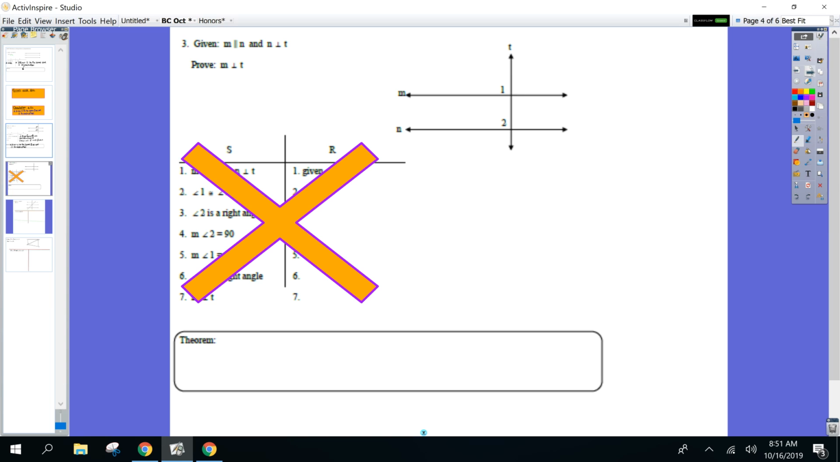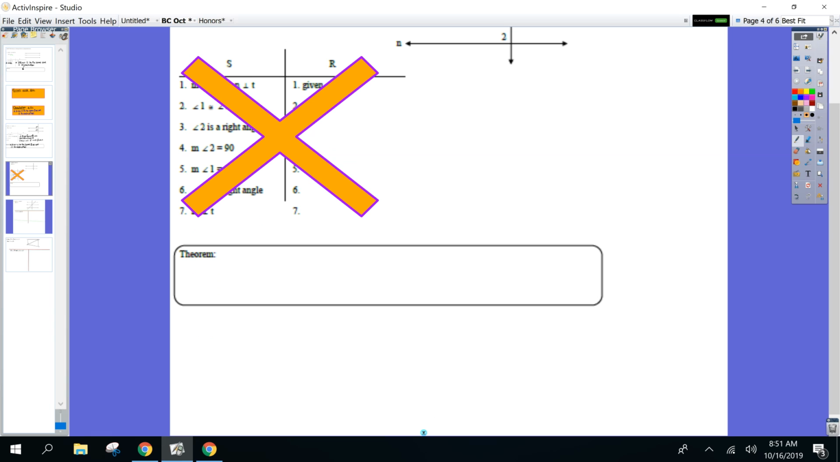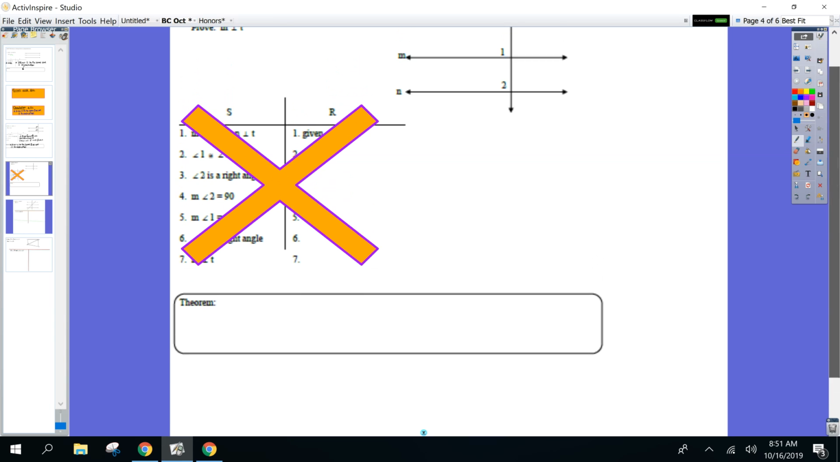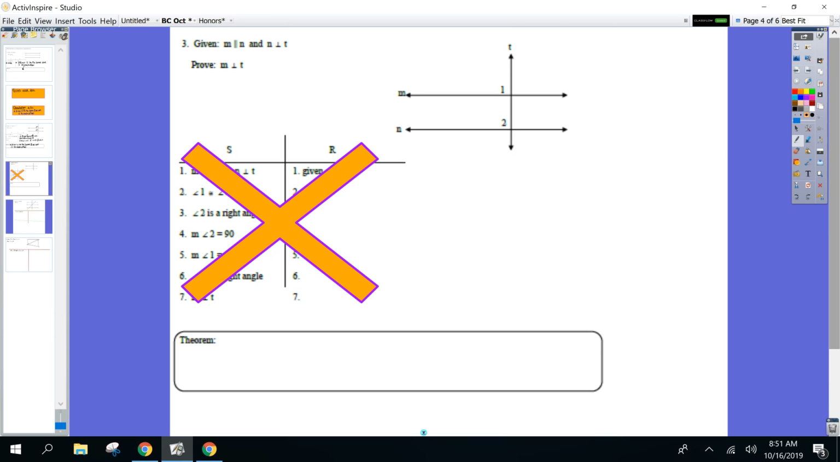So here's the theorem, and it is pretty wordy, and I apologize in advance. Ready? And I'm going to stop halfway through. A line perpendicular to one of two parallel lines. And this is where I'm going to stop.